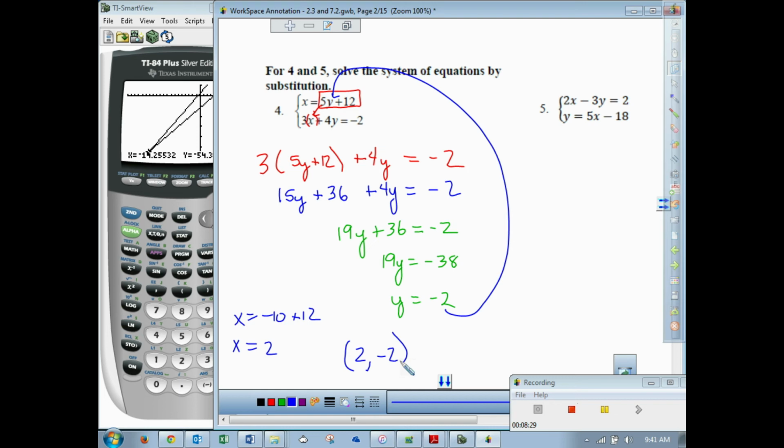Awesome. Next one, also solve by substitution. If there is a variable all by itself on one side of the equal sign, that is good. I know what y equals. Y equals this, so I will substitute that in for y into the other equation. 2x minus 3 times the quantity of, you always substitute into parentheses, 5x minus 18. That should equal 2.